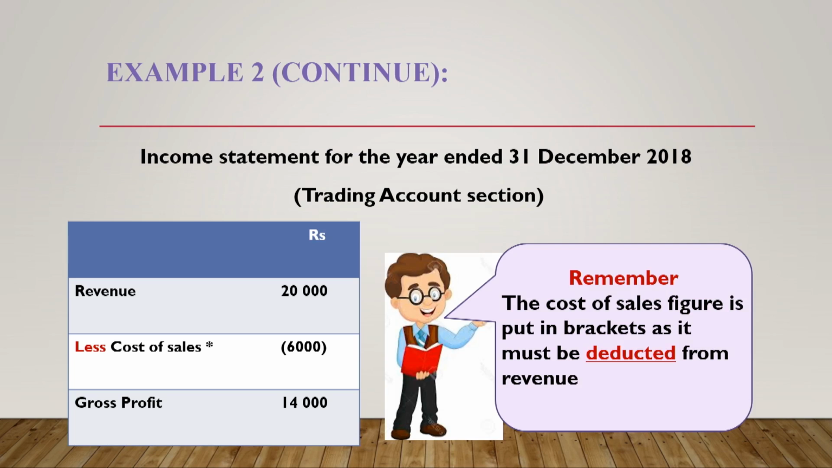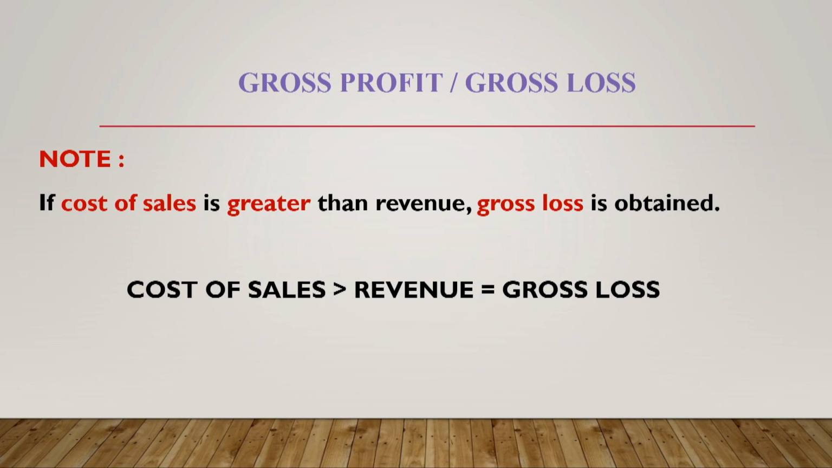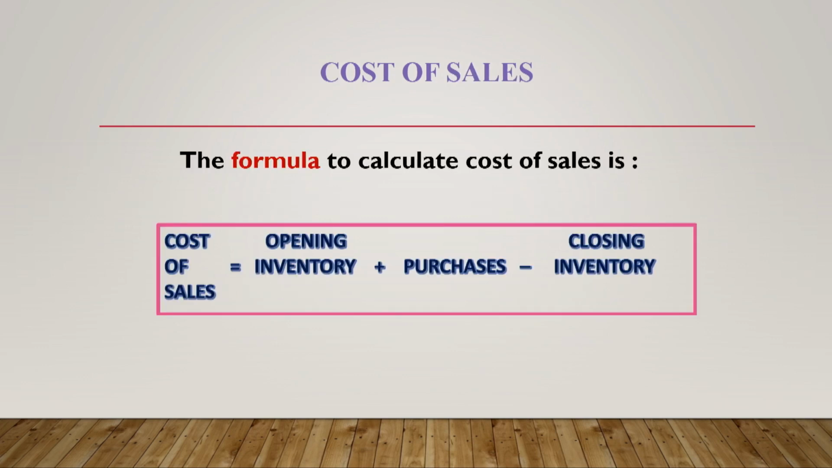Remember, the cost of sales figure of 6,000 rupees is put in brackets as it must be deducted from revenue. Note, if revenue is greater than cost of sales, gross profit is obtained. Similarly, if cost of sales is greater than revenue, then gross loss is obtained. The formula to calculate cost of sales is: cost of sales is equal to opening inventory add purchases less closing inventory.